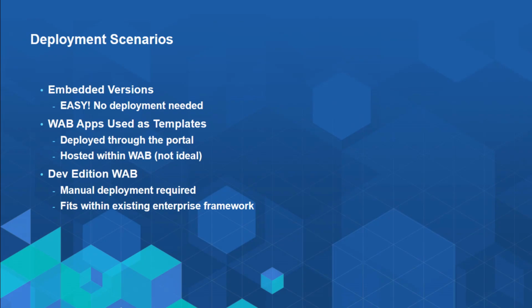When you create a Web AppBuilder app with the embedded edition, it actually is saving all that app config just as a JSON file through the sharing API in our portal. There's no deployment. It's already in the web server. It's handed out through your web adapter. That's as easy as it gets.